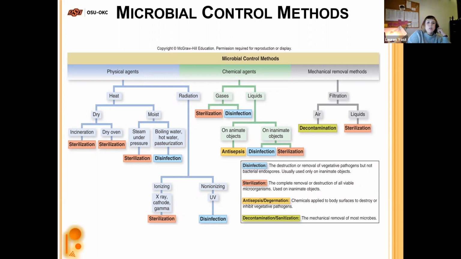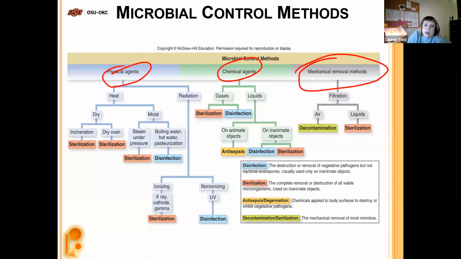So here are some microbial control methods. We're going to talk about these and break them down. We have the physical agents, the chemical agents, and mechanical removal methods. Mechanical removal of something such as filtration would be decontamination. We just talked about that, right?